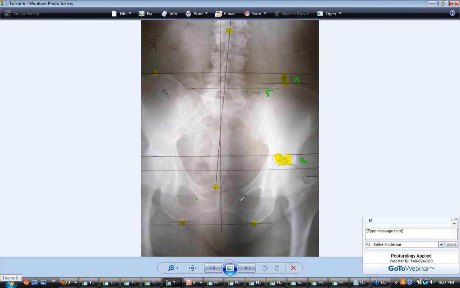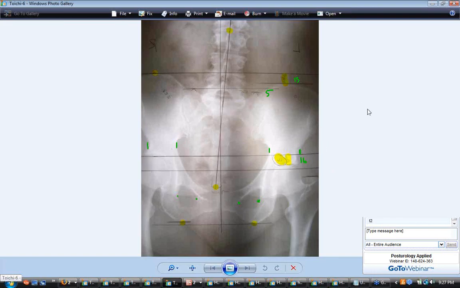So the distance from there to there, there to there, or you could measure the distance for the coxal bone here, or the ilium. And so that was going to show up. That's going to show up there. You also have a line across the top here.